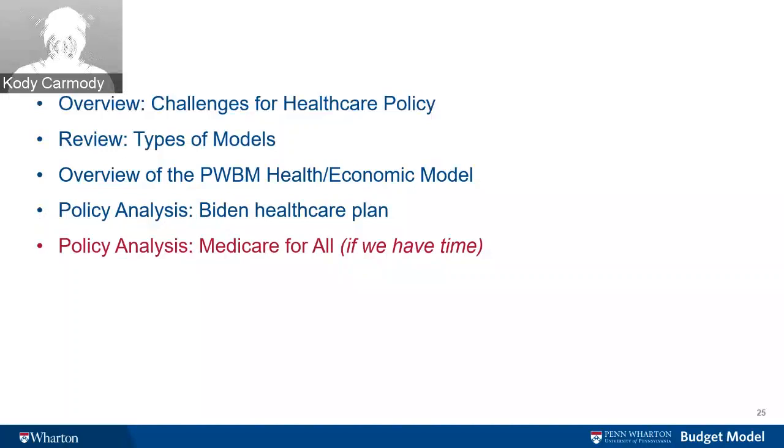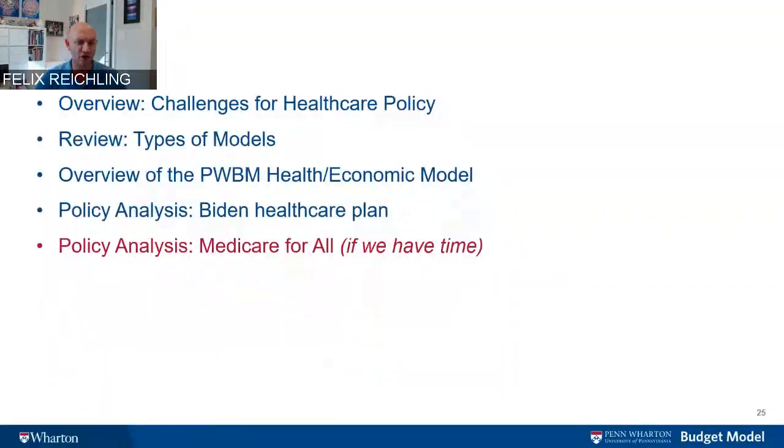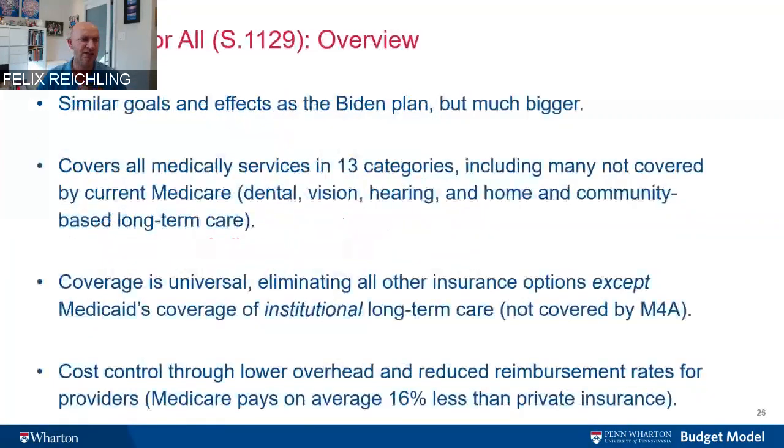Yeah, we can go ahead and talk about Medicare for all. All right. So let's then talk about Medicare for all. This is an analysis of Senate Bill 1129 that has similar goals and effects as the Biden plan, but is much bigger in the sense that it doesn't just expand Medicare for those 60 to 64, but to everybody in the economy.